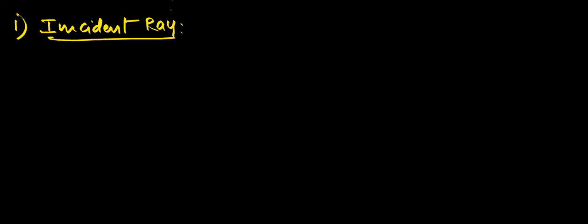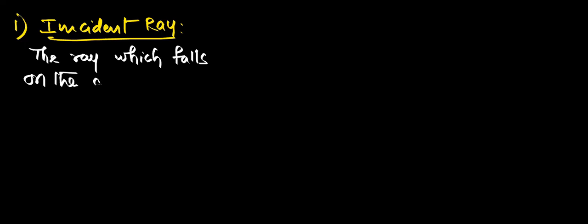First one, incident ray. So tell me, what is the definition of incident ray? A ray of light which falls on the reflecting surface. Yes, the ray which falls on the mirror or reflecting surface, anything. How do we represent it? We represent it as IR.